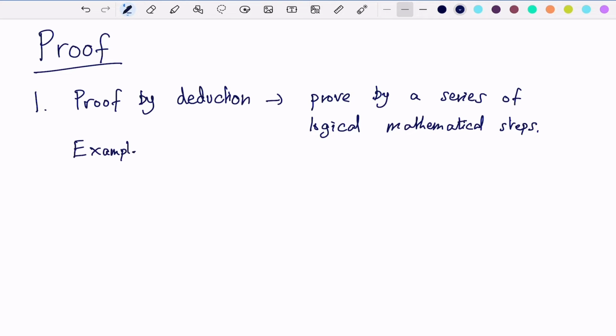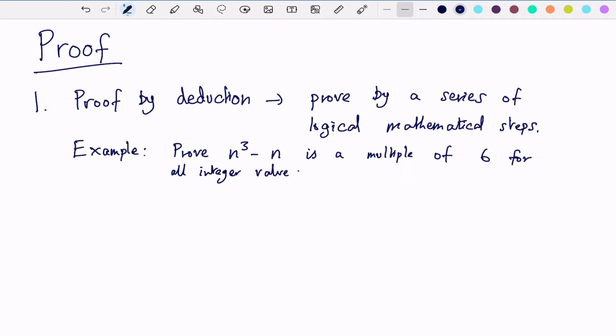If we kick off with an example, in this case we've got: prove that n cubed minus n is a multiple of 6 for all integer values of n. So how are we going to tackle this? First of all, we can see that in the question we've got the word multiple. So instantly, when I've got an expression in n, I'm thinking, okay, can I factorize this? And yes, I spot straight away n is a common factor. We can take out n.